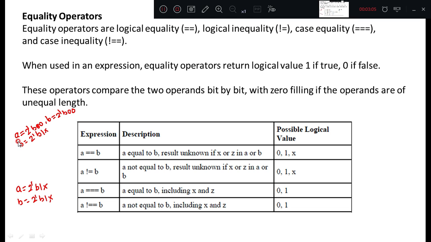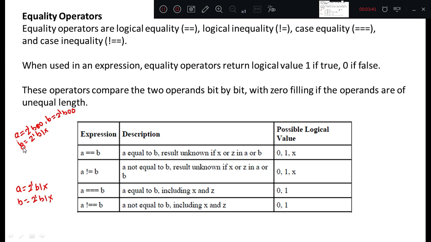Now if you check, if A value is 2'b00 and B value is 2'b00, 2'b means size 2 of the data in binary, 00. A is 00, B is also 00. If you check A equal to B, since A and B are equal, you will get output as logic 1. A not equal to B, this condition becomes false. Here A and B are equal, so you will get logical 0 at the output.